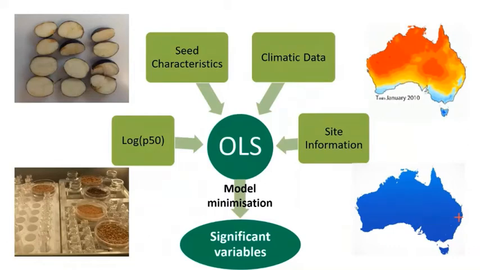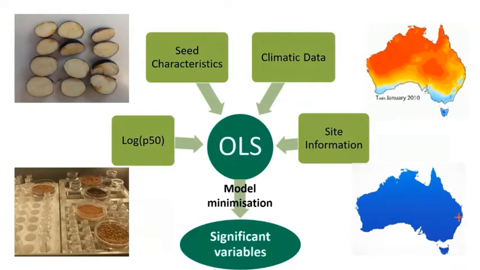That is an estimate of the time it takes for the collection viability to fall to 50%. We combine this data with seed characteristics of the various species, plus climatic data gathered from interpolated national climatic grids at the point of collection, so the collection location. We also use the collection site information, such as latitude, longitude, and altitude. All of this information was compiled into an ordinary least squares regression with the P50s as our response value.